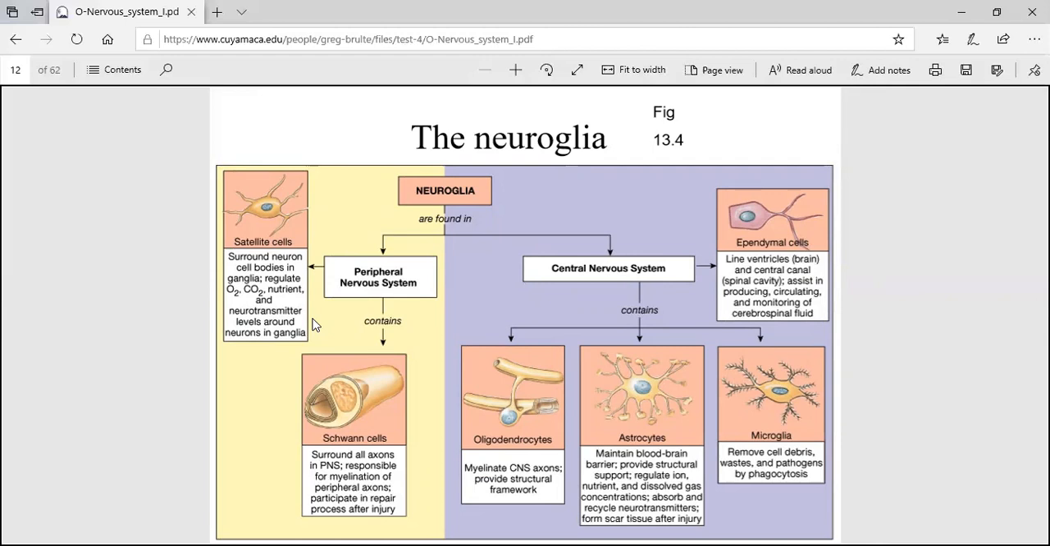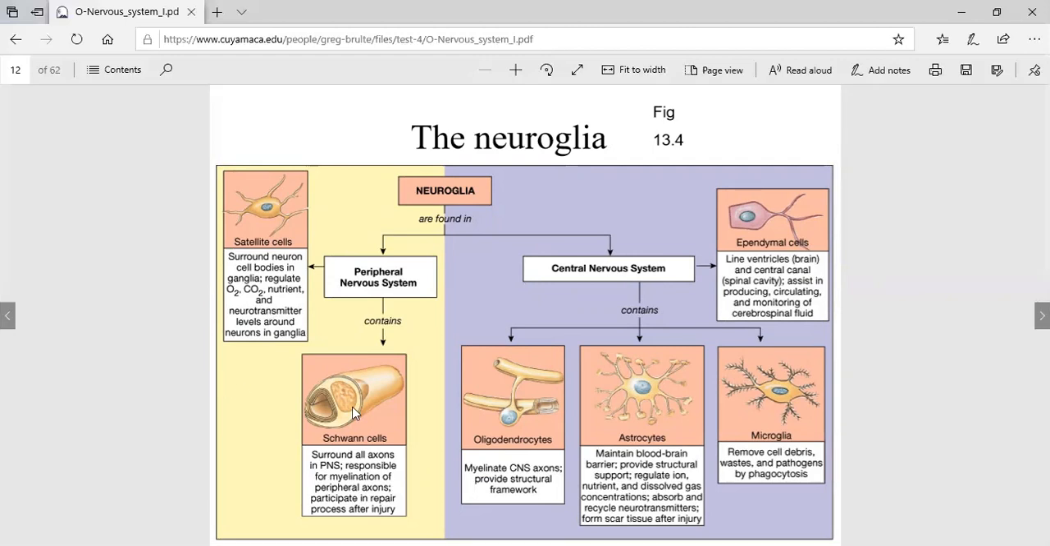This is anatomy, not physiology. But let's start with the easy one, Schwann cells. First of all, look, see how this is divided. Got yellow on one side, kind of purpley blue on the other side. This side is in the periphery. These two guys are in the periphery. These four types are in the central nervous system.